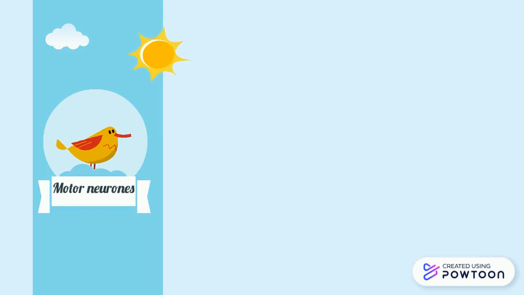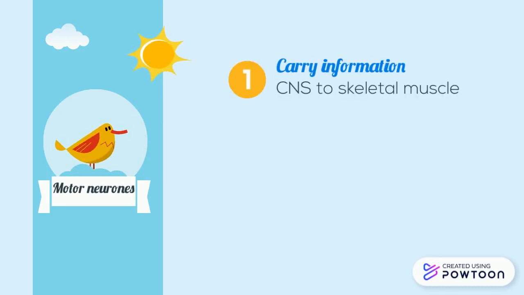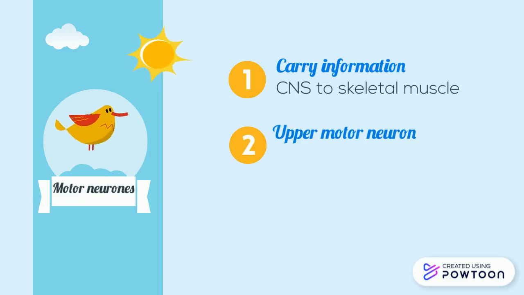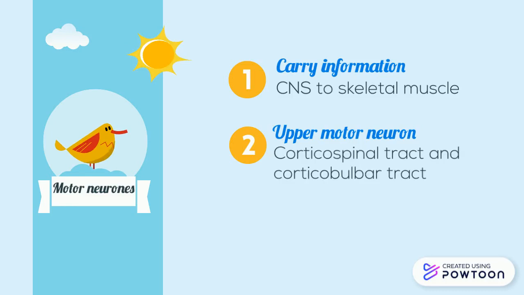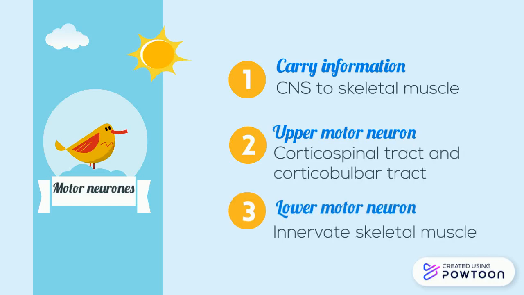Now, after the somatosensory system sends the action potentials to the central nervous system to be processed, it is the motor neurons that carry processed information to the skeletal muscles. There are in fact two motor neurons, one upper motor neuron which begins in the cerebral cortex and then synapses with the lower motor neuron in the spinal cord and brainstem. These pathways are called the corticospinal tract and corticobulbar tract respectively. The lower motor neuron innervates the skeletal muscles and is responsible for the muscle contractions that cause movement.